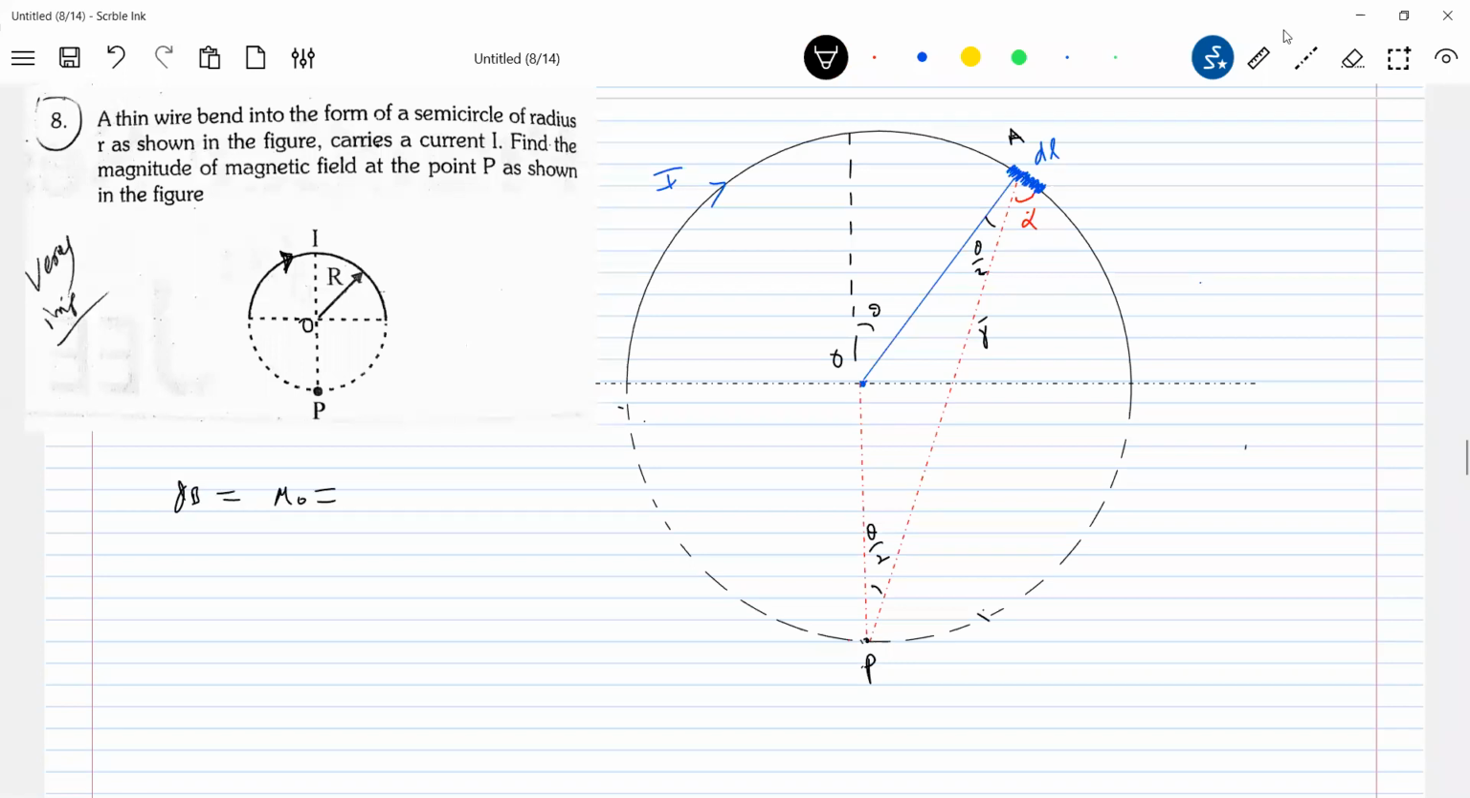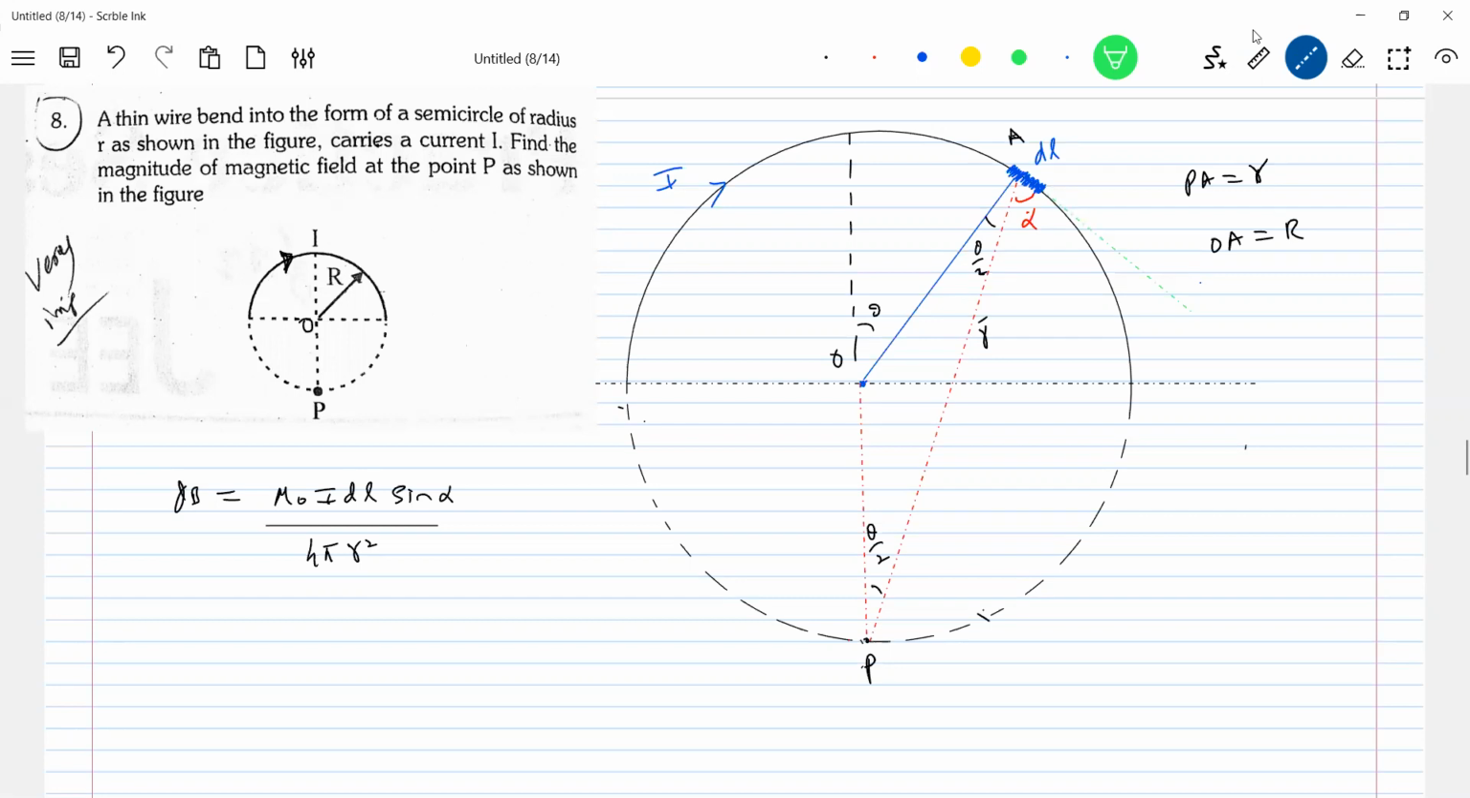Mu naught I dl, the angle between current element and R bar is alpha, sine alpha by 4 pi R square. So what is R square? PA is R square. PA is R and OA is capital R. So how will OA and this be? The angle between OA and this dotted line, this will be a tangent, no? Tangent drawn to the circle.